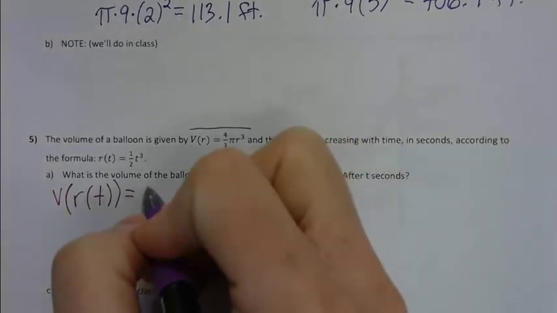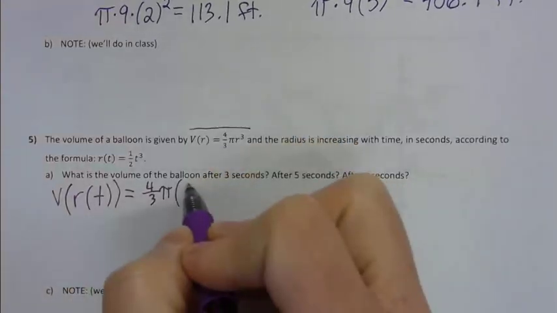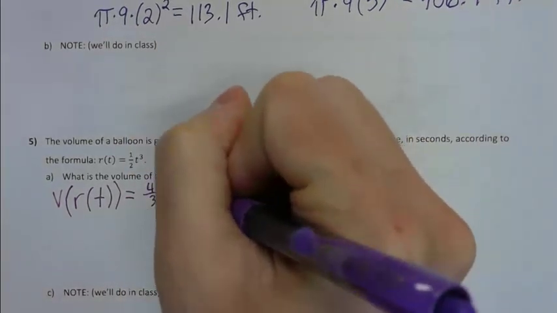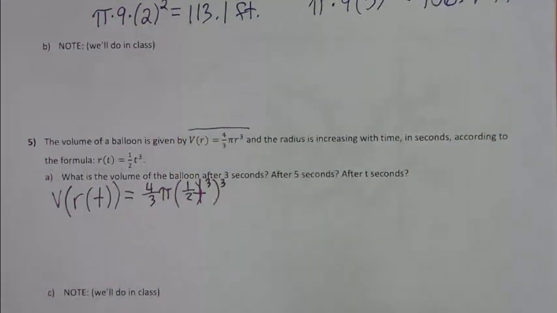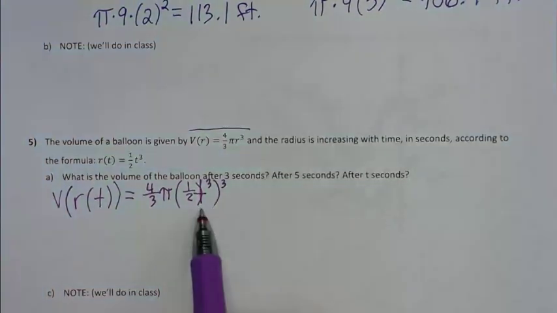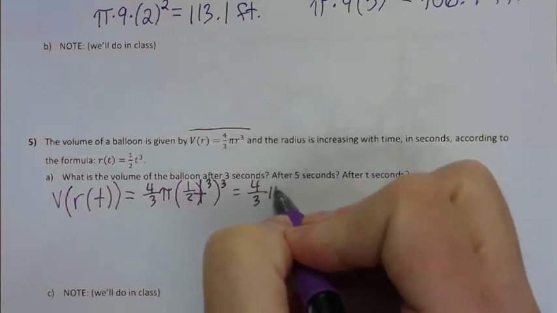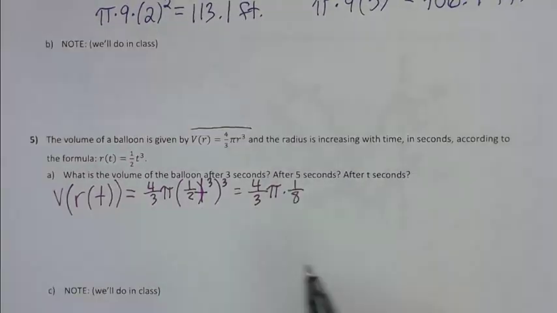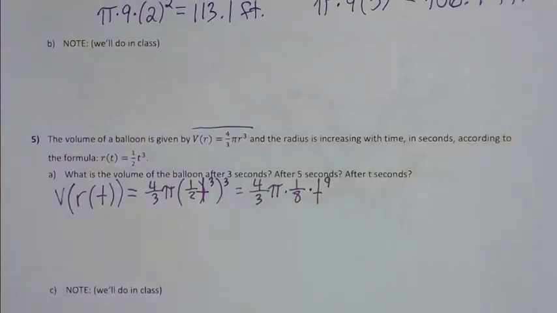And then we are going to do 4/3 pi. And then instead of a radius, we put in the function we are using for radius, which is 1/2 t cubed. And then we're going to cube that. So now this is a little bit harder to simplify. So we're going to cube the t cubed, and we're going to cube 1/2. So we have 4/3 pi unchanged, and then we have 1/2 cubed. 1/2 times itself 3 times would be 1/8. And then t cubed times itself 3 times would end up being t to the 9th power.